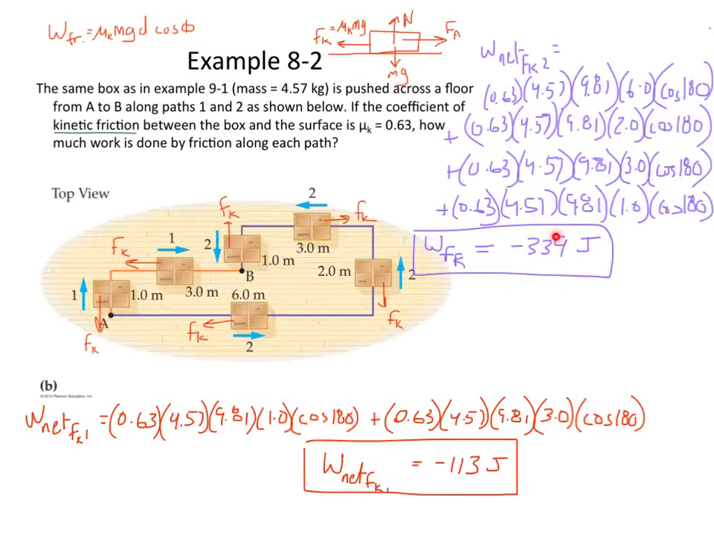All right, so it's example 8.2. It shows a difference between non-conservative forces like friction and conservative forces like gravity and springs.